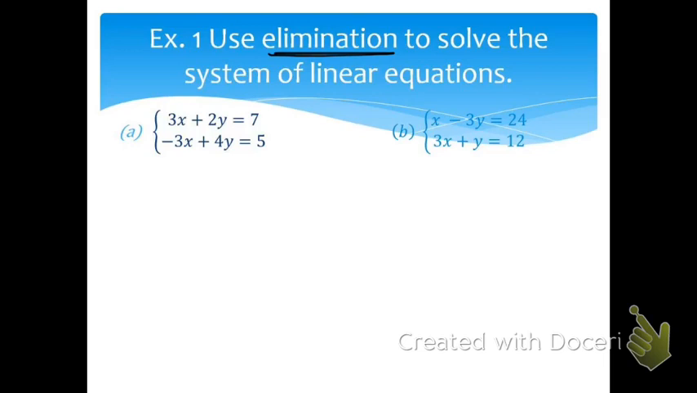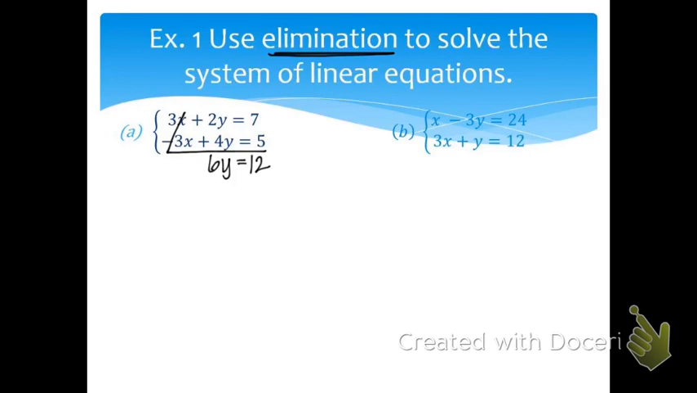Are either of these variables already set up to where you can eliminate one of them? Yes. Which one is already complete opposites of each other? The x. So why would you choose to eliminate y when they've already set you up to eliminate x? So that's the first thing I'd look for. Are either of the variables already ready to be eliminated? And when they are, we cross them out and we move on. What's 2y plus 4y? 6y. And it equals, what's 7 plus 5? 12. This is a simple one-step equation. How do we solve for y?